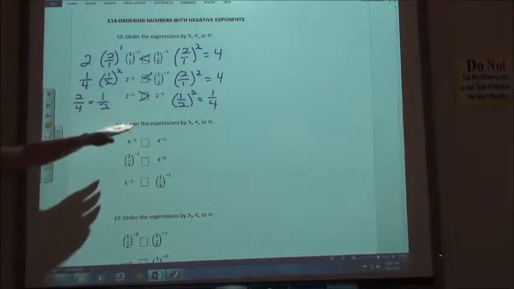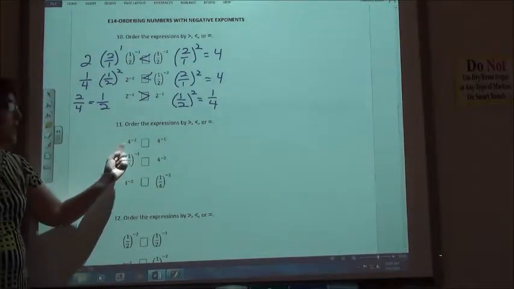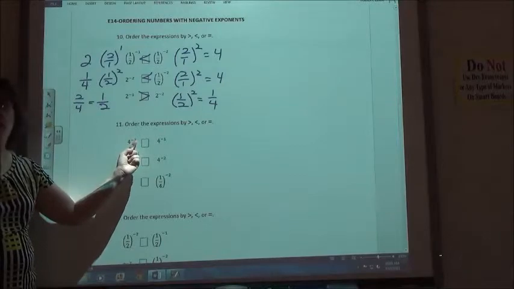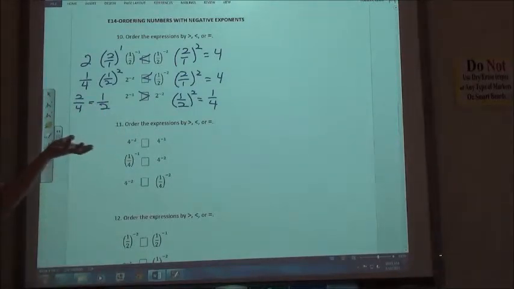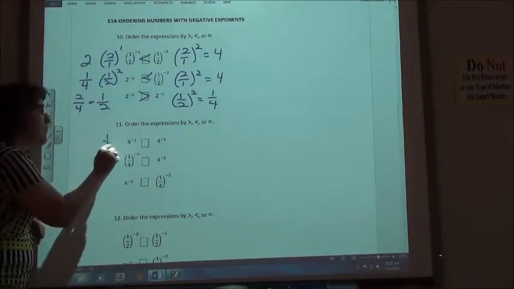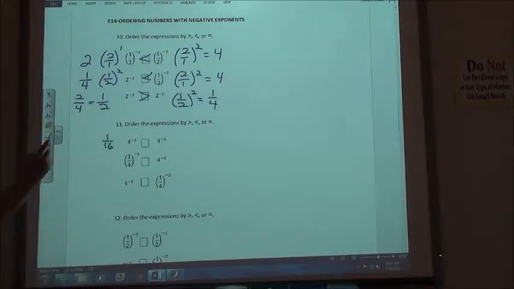So, quick way to think about this is, you think about what 4 squared is, but then you have to do the reciprocal because your exponent is negative. 4 squared is 16, so the reciprocal means I'm going to have 1 over 16, right? 4 to the negative 2 would be 1 over 16.